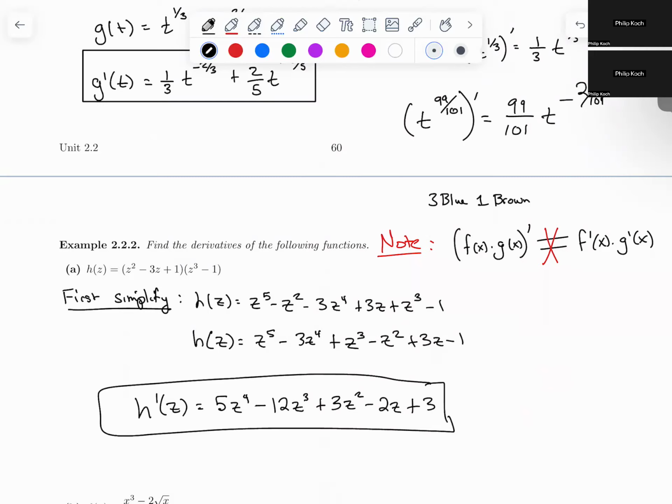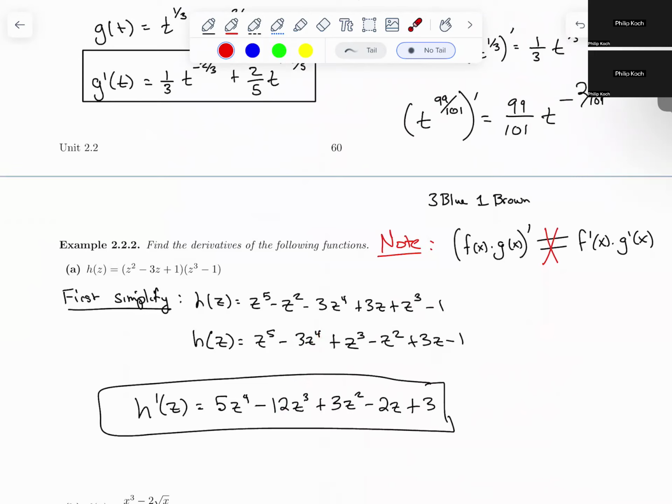Any questions on that? Yes. For negative 3z to the 4, you just multiply 4 times 3, then 4 minus 1. Exactly right. So for this term right here, the derivative is 3 times the exponent, so that's where the 12 comes from, and then I reduce the power by 1 by using the power rule.